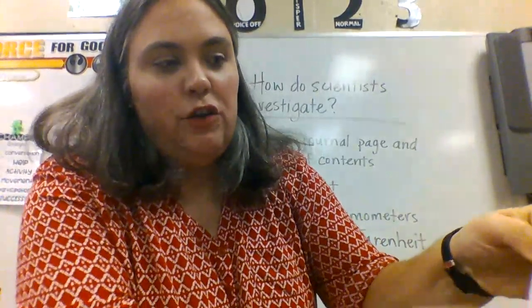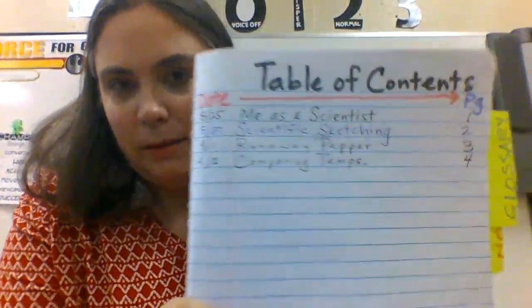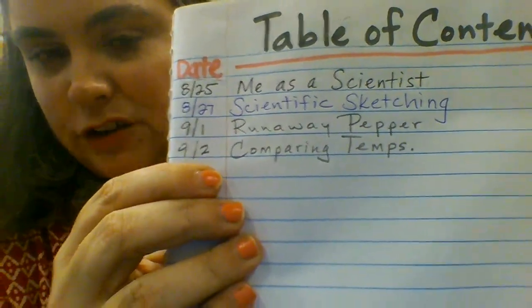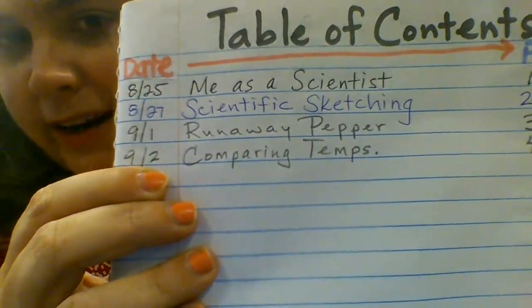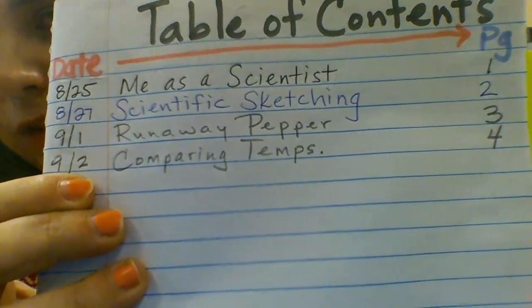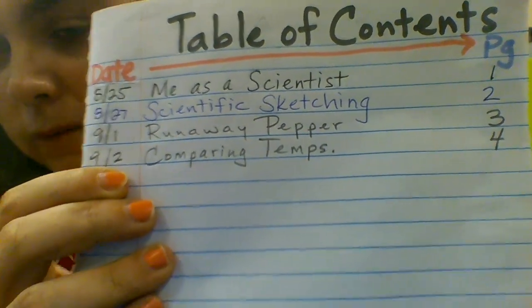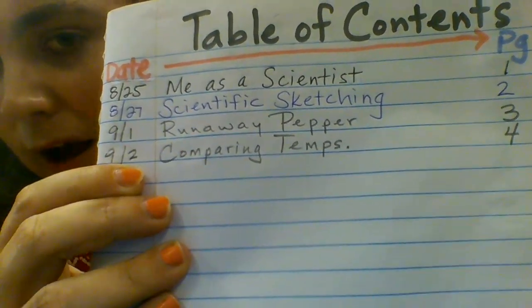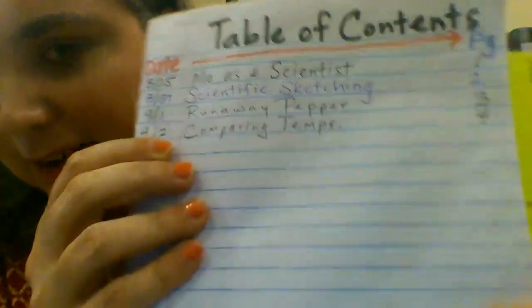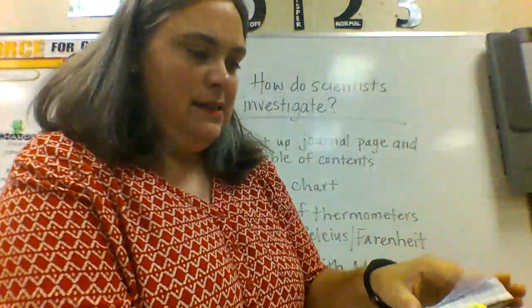So let's get started. The first thing we're going to do is work on that journal table of contents page. Today is 9-2. The title is Comparing Temps. And of course, the page number is 4. So pause the video real quick and update your table of contents page, please.